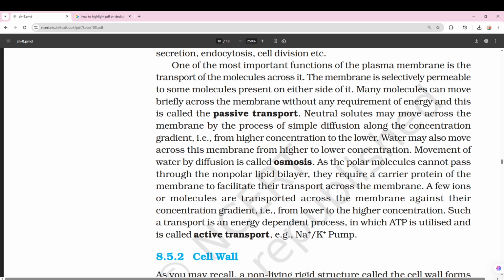As the polar molecules can't pass through the non-polar lipid bilayer, they require a carrier protein of the membrane to facilitate their transport across the membrane. A few ions or molecules are transported across the membrane against their concentration gradient, from lower to the higher concentration. Such a transport is an energy dependent process in which ATP is utilized and is called active transport. Its example is the sodium-potassium pump.